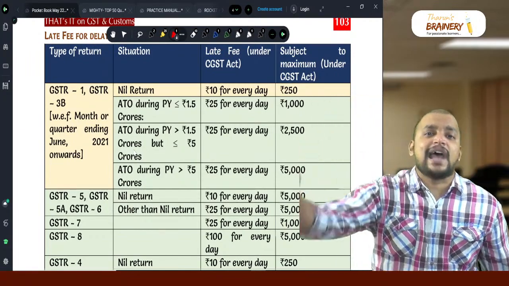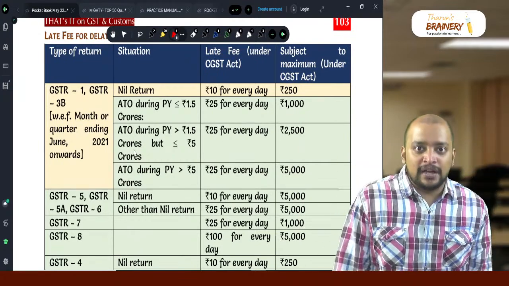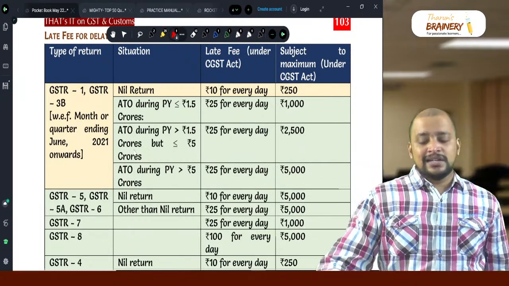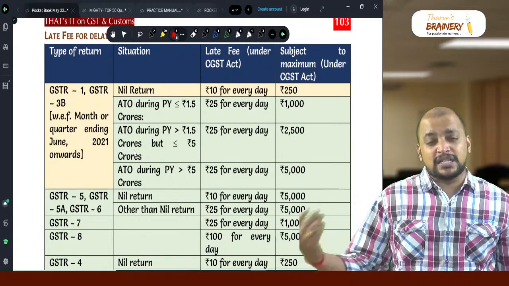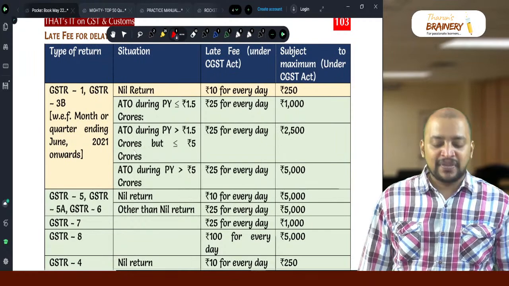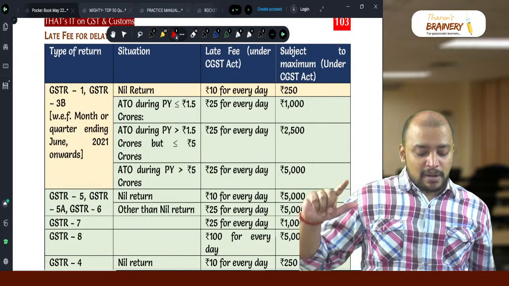This is under each Act, which means under the CGST Act and under the SGST Act we need to pay. Suppose the delay is only 30 days. 30 days into 10 is 300, but the maximum is 250 rupees only that we need to pay. Then if it is other than nil return, 25 rupees per day, but the maximum amount will change.